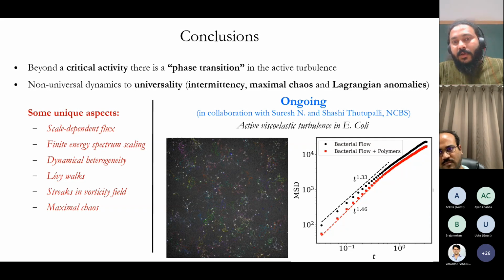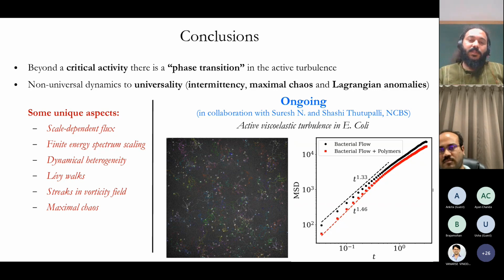And now what we are working on is actually studying this active viscoelastic turbulence. So it's the movie which I showed you in the very beginning. That was just a clean bacterial system, just very dense. Now what we do is we add a small amount of polymers to it.